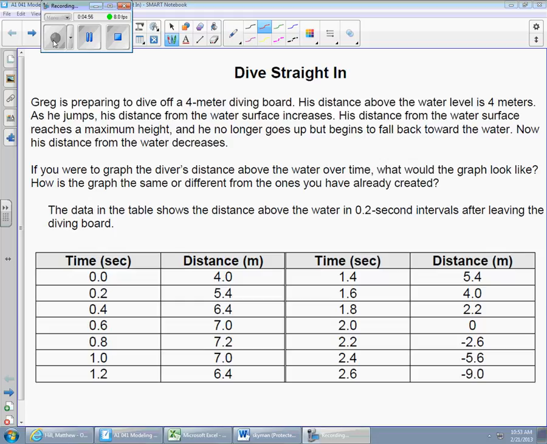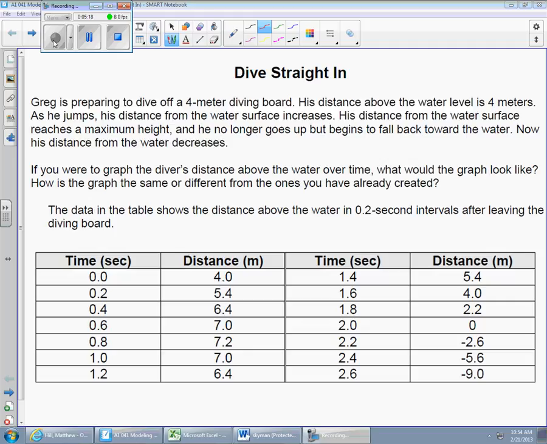Okay, so what we would expect as he leaves the diving board, his curve is going to shoot up fairly quickly. But then it's going to slow down as gravity does its work. It will reach a peak or a spot where it's going to turn and go the other direction, and then it will gradually start heading back the other direction, and it will increase as more time goes by.